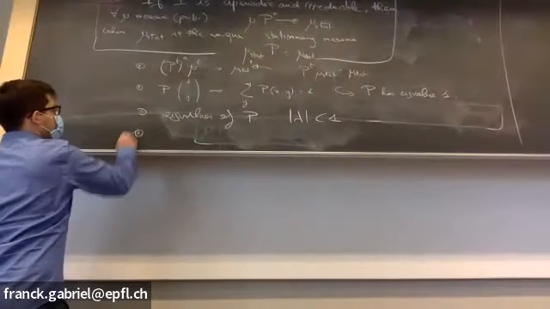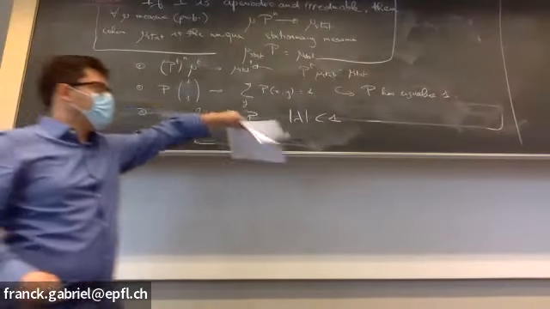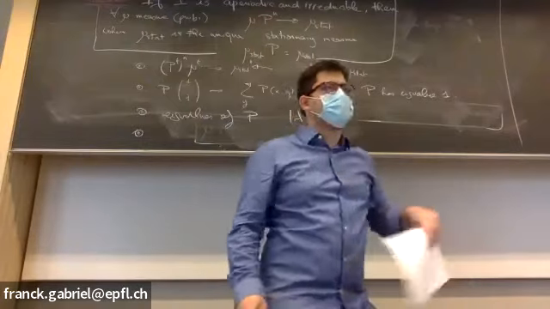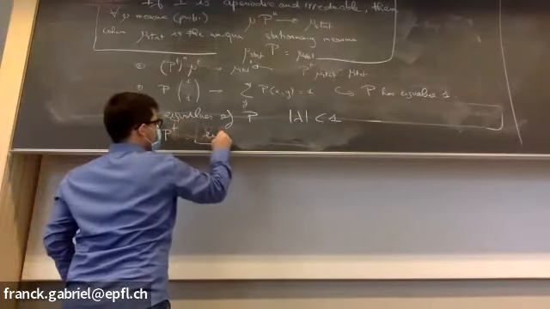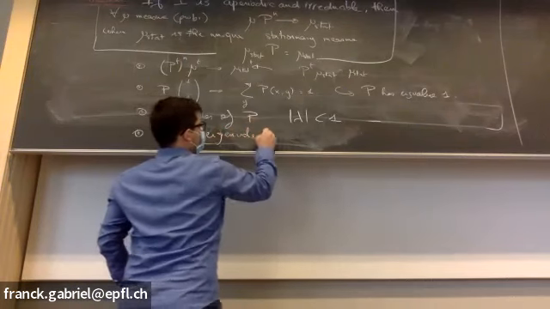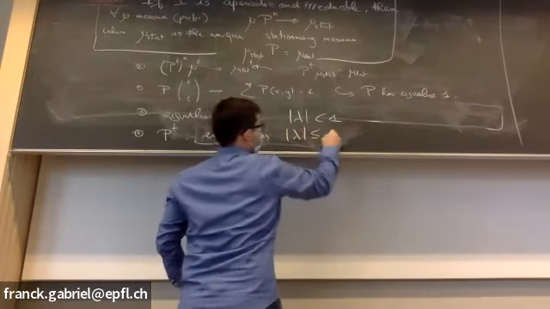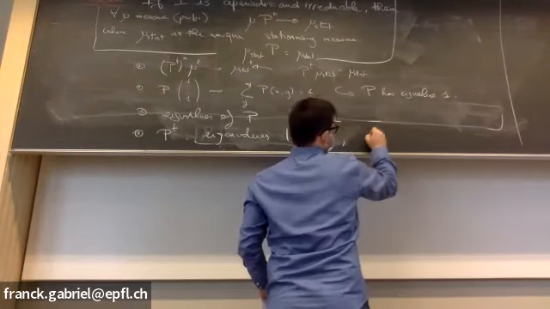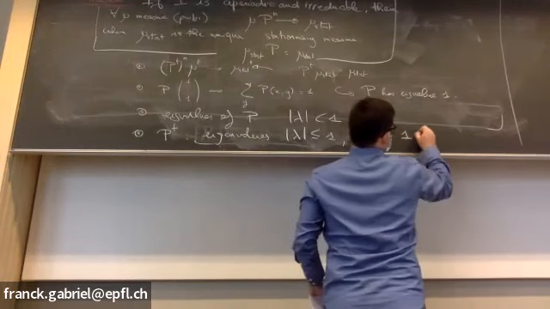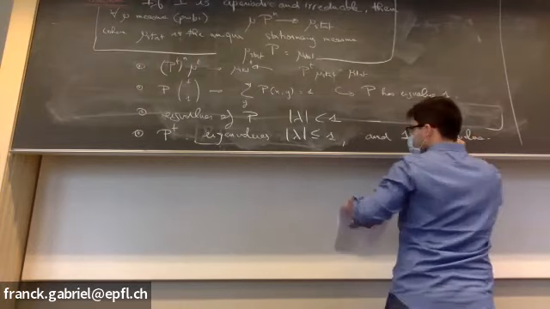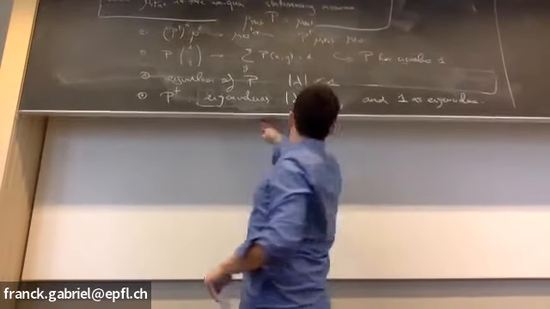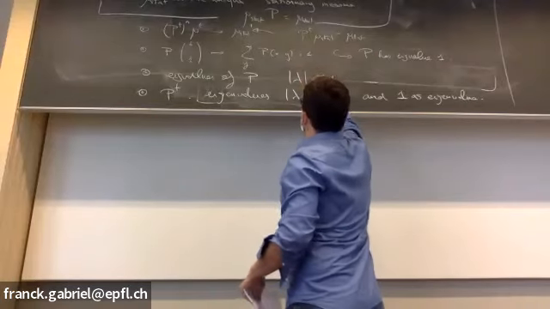Now, if P has this kind of eigenvalues, then P transpose will have the same kind of properties. So for P transpose, the eigenvalues have modulus less than or equal to 1, and 1 is an eigenvalue. It should be less than or equal, yeah, for all the others.